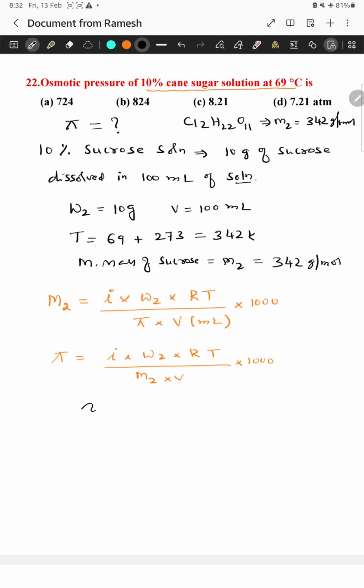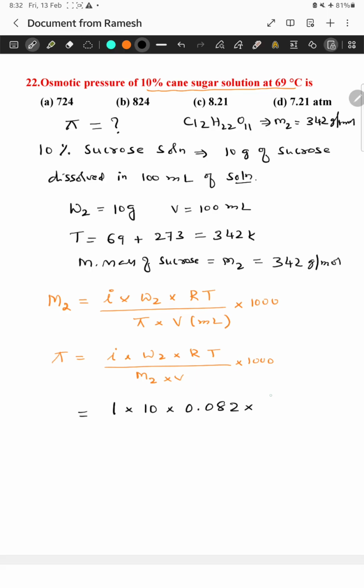Now substitute the values. Since cane sugar is a non-electrolyte, that is, sucrose is a non-electrolyte, the Van't Hoff factor will be 1. It will always be 1 for sucrose, glucose, etc. W02 they have given: what is the mass of the solute here? 10 gram. Then the R value, the gas constant. You have to remember and write it yourself, because in the problem they have not given 0.082.